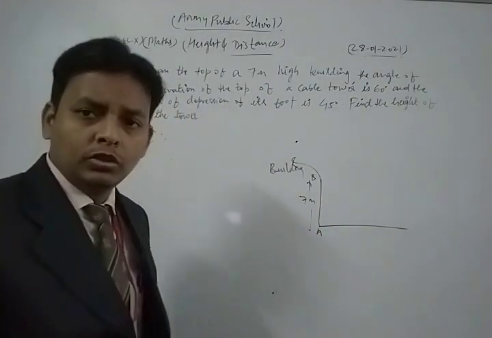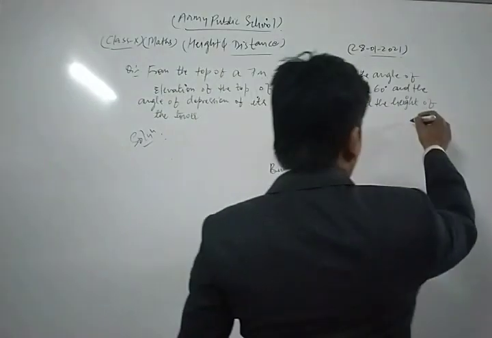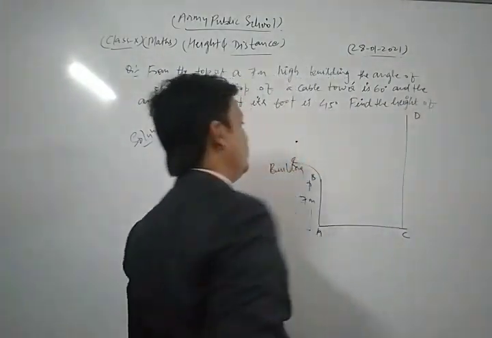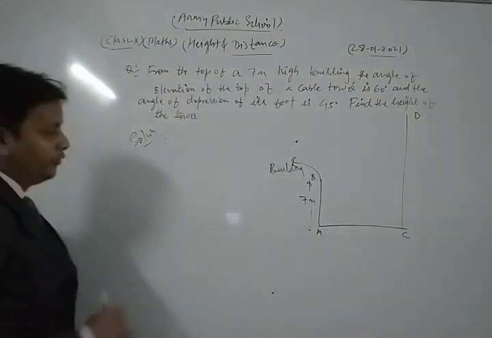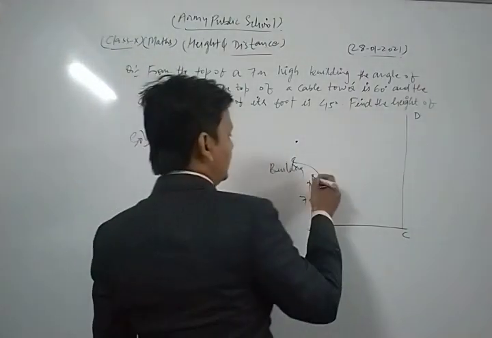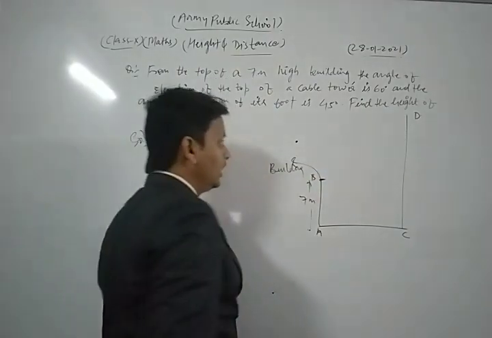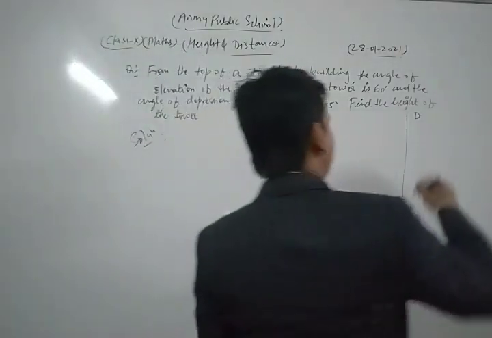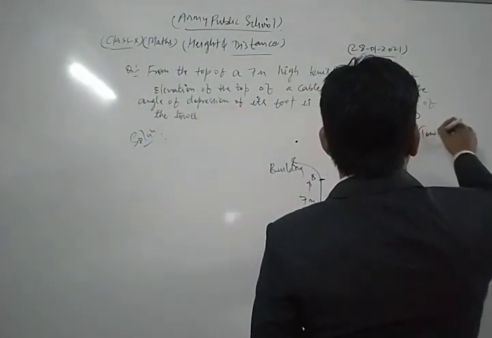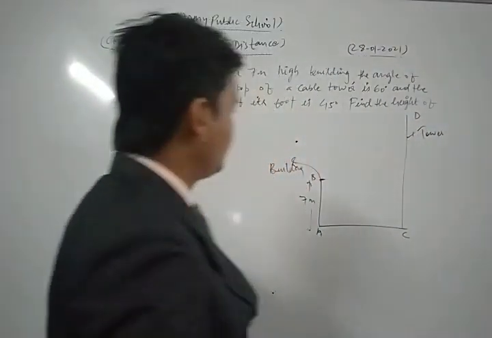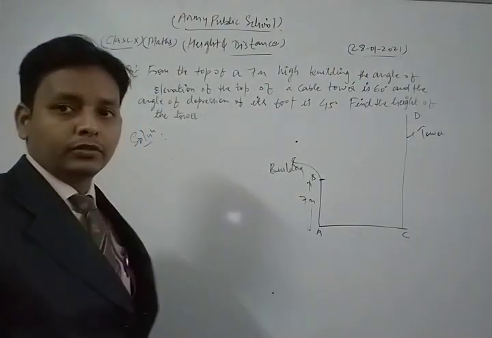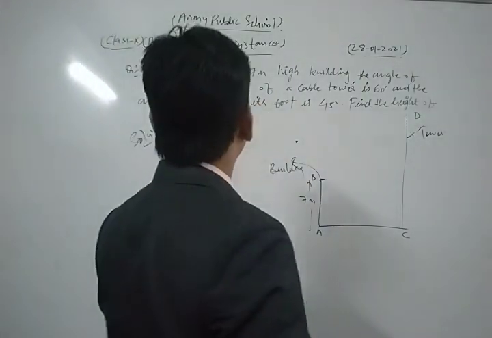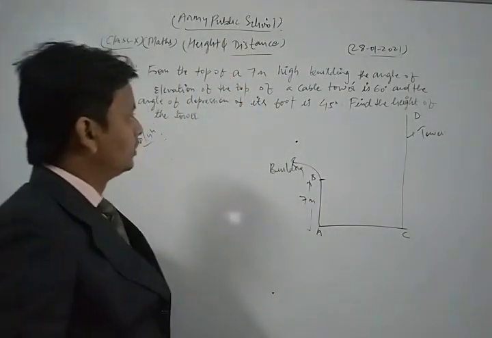Now we draw a cable tower, CD, in this way. Now we observe from that point. This is the cable tower, CD. Now when we observe the top of the tower from the top of the 7-meter high building, the angle is 60 degrees.